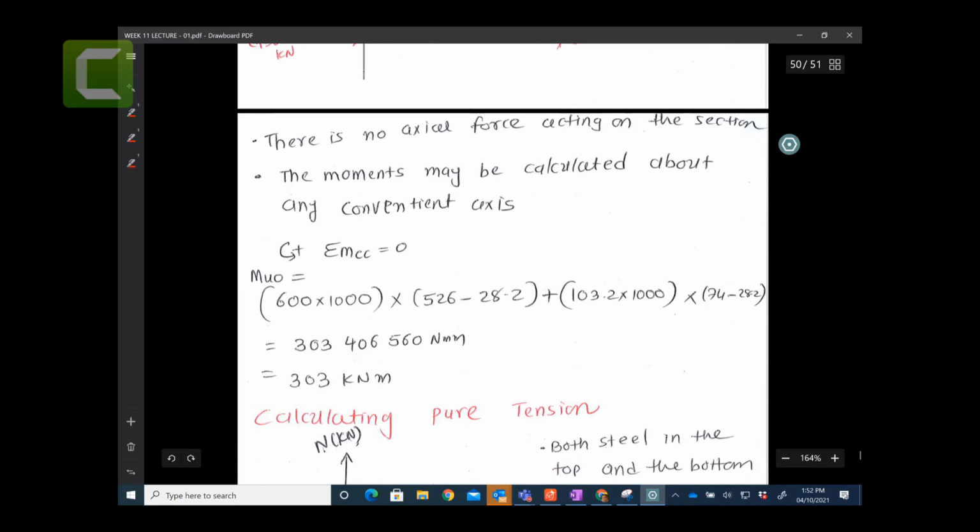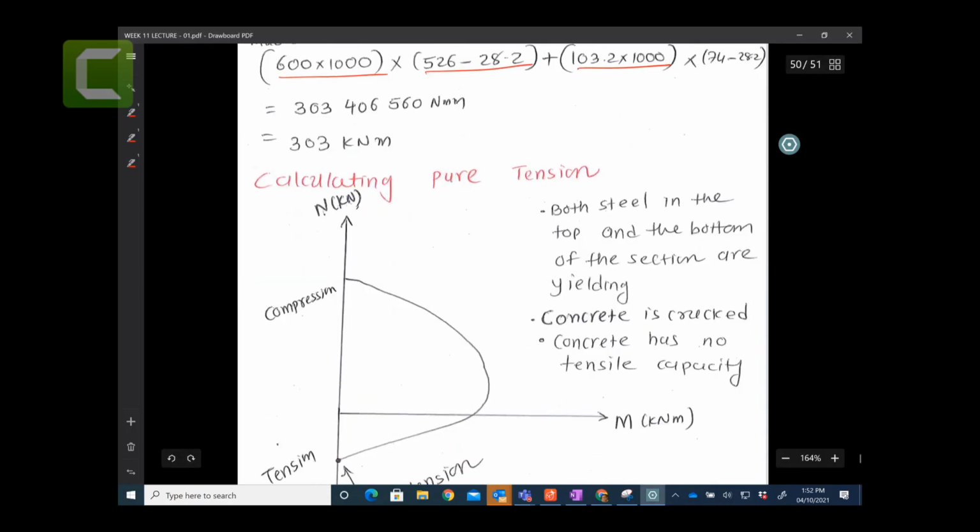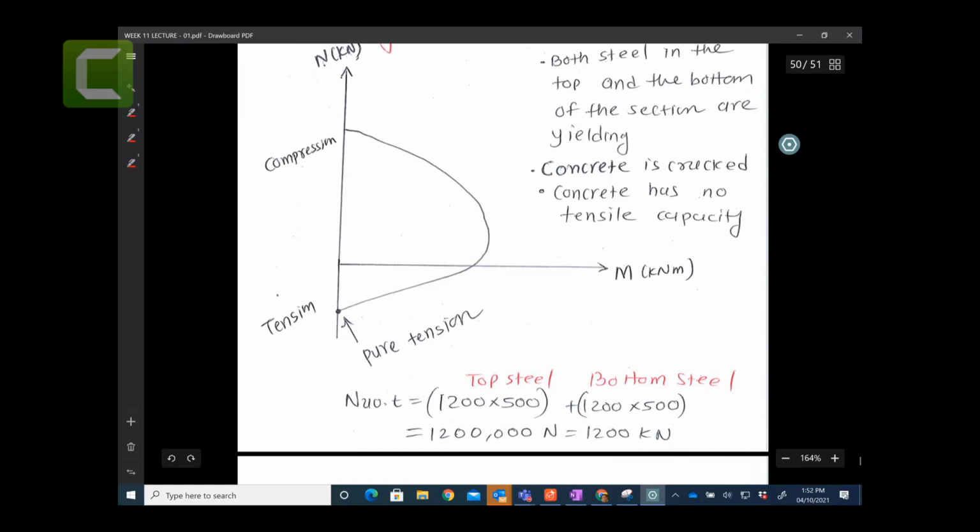By the way, there was 600 times this distance, and so on. So you can calculate this moment. So pure tension, I think if you want to calculate the pure tension, here is quite simple. You just need to have a top and bottom rho, and you can just find the, because you know this, you have these two steels, and concrete is not good in tension, so it is 0, there is no force for the concrete, only steel.